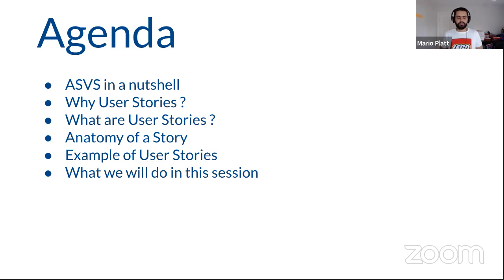I'll just be talking about the different domains in ASVS, the Application Security Verification Standard. We're going to be talking about why user stories, what they are, how we build one, the anatomy of a story. I'm going to provide some examples of user stories, and then we're going to talk about what we'll be doing in this session and how.